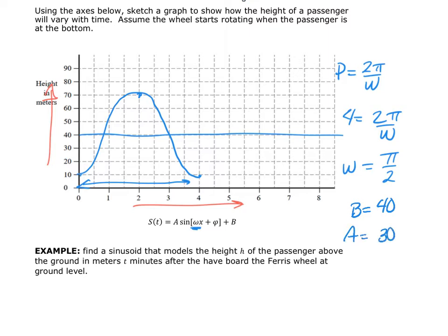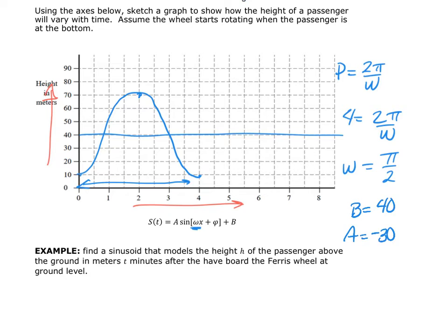30. So my amplitude is 30. I go up 30 and down 30 from the baseline. The diameter is 60, but the amplitude is half of that. And the last thing is, I need to account for the negative. So I'll put a negative 30 there. That way I start at a minimum instead of a maximum.